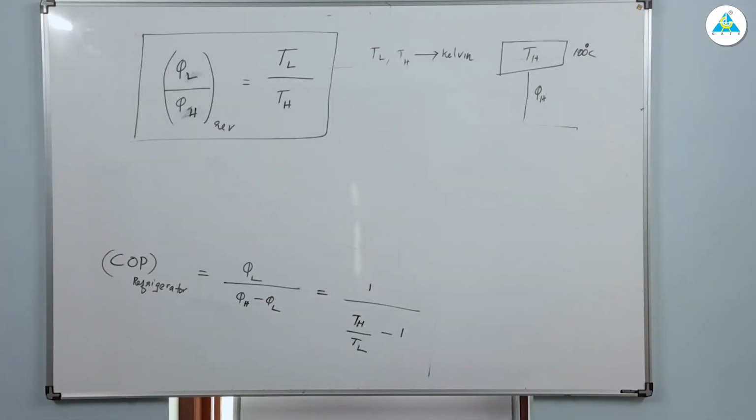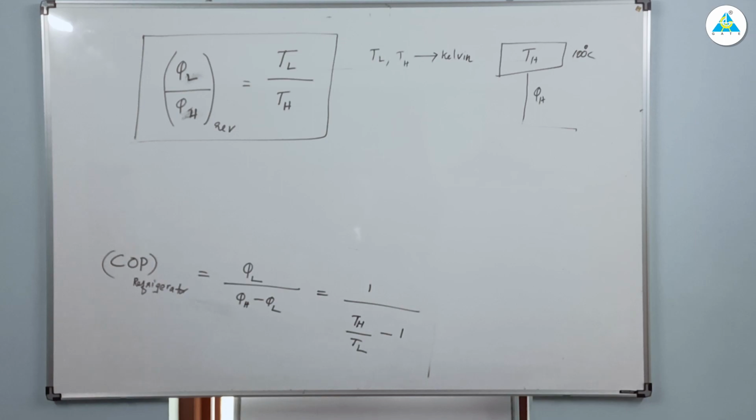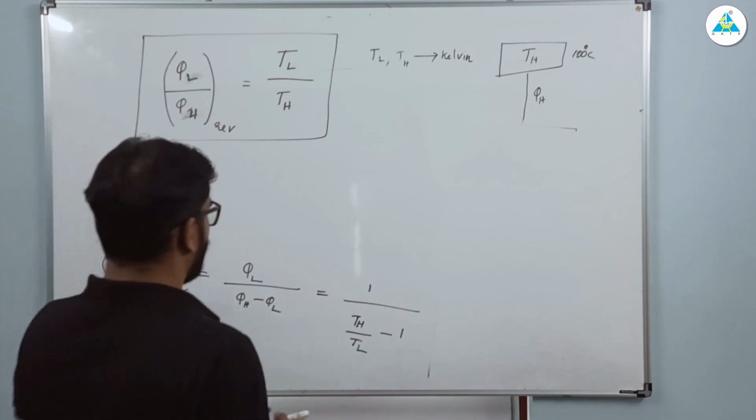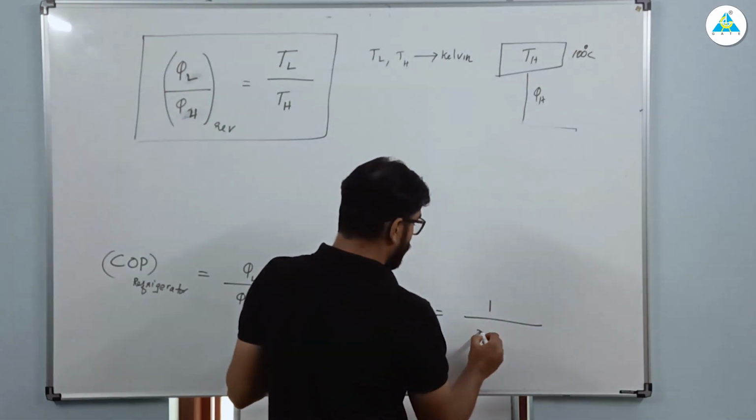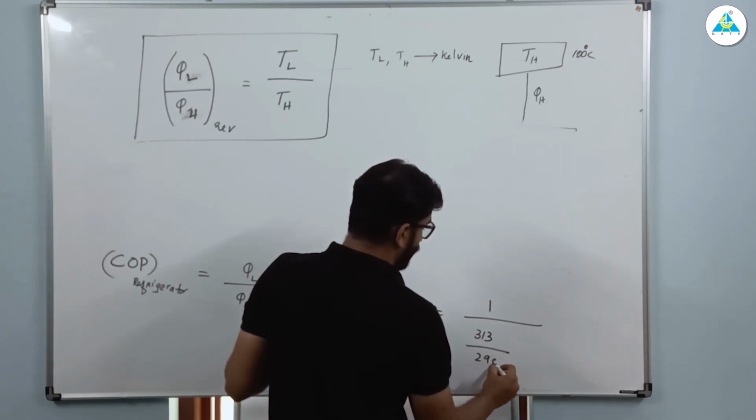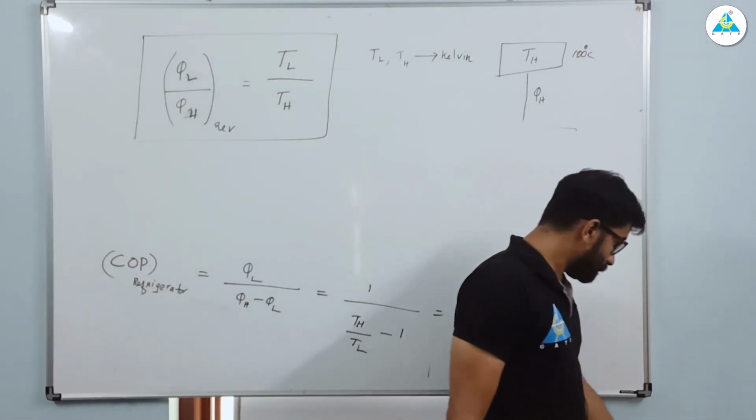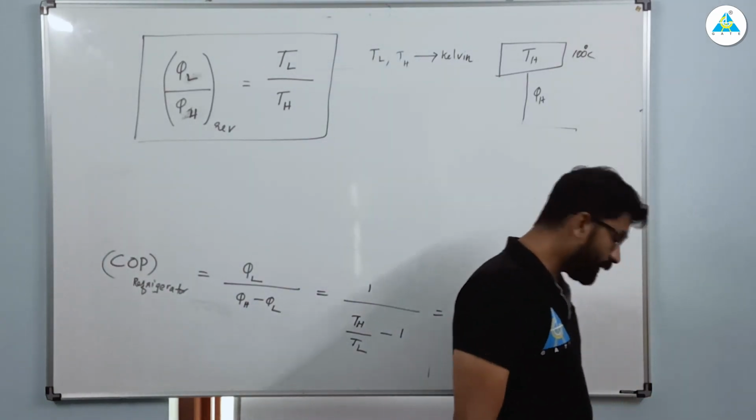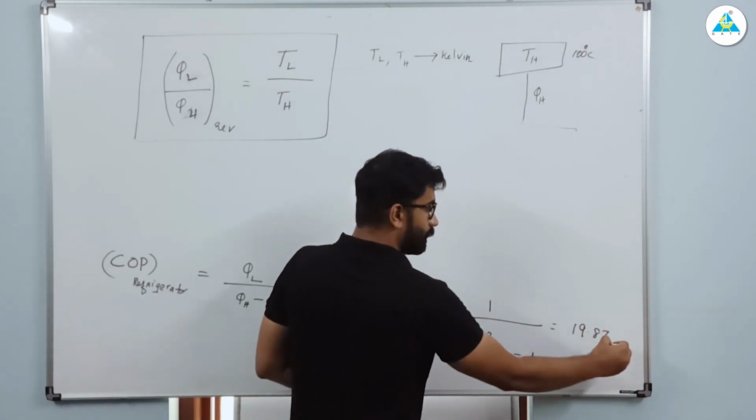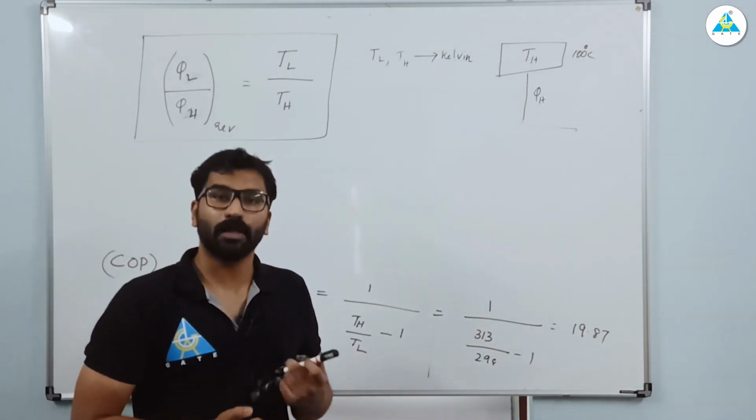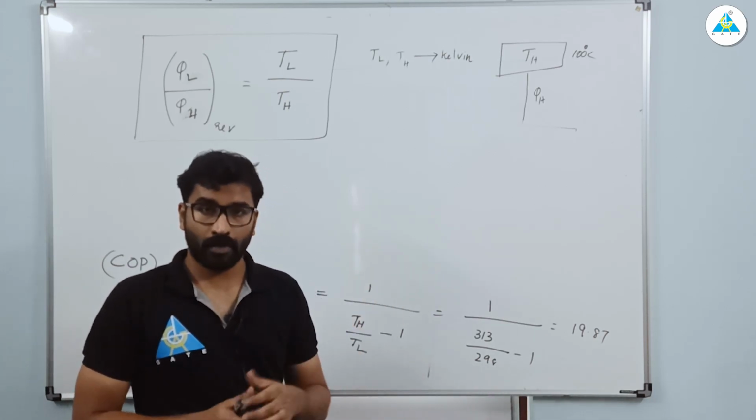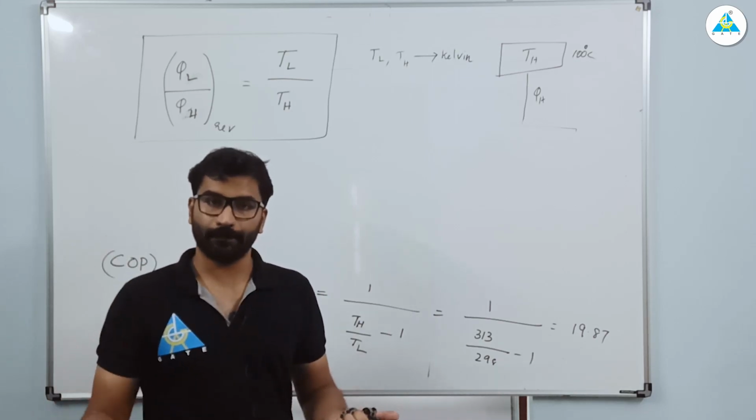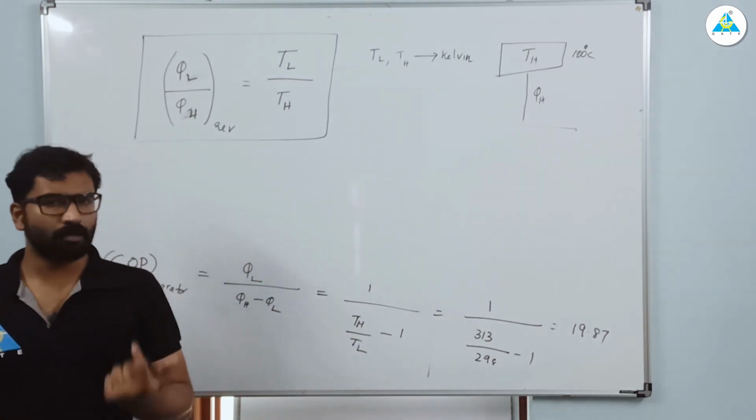So those who have the calculator, do it. Clear? I hope you are able to see. So what will be TH? What will be TL? 1 divided by, 40 plus 273, so 313, divided by 25 plus 273, which is 298, minus 1. You will get the answer. What is the answer? According to that, option C, 19.87. If you substitute without changing it into Kelvin, that option will also be there, so when you see the options you will directly tick it. So the conversion is the only important thing you need to remember in this.